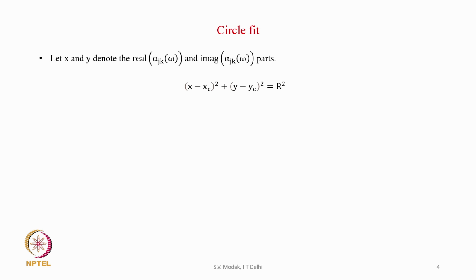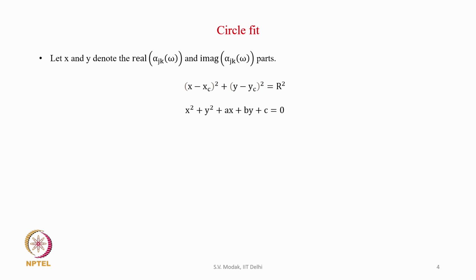Now, the equation of a circle, we know that it is given by (x − xc)² + (y − yc)² = r². So, xc, yc are the coordinates of the center of the circle and r is the radius of the circle. We can also express this equation in this form, that is x² + y² + ax + by + c = 0.